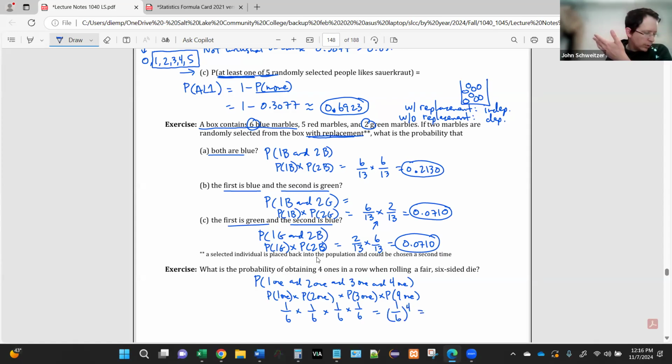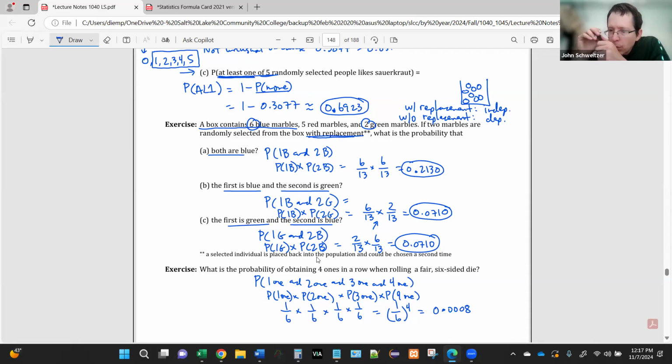Turns out that it's extraordinarily difficult to get 4 ones in a row. That's not 0.08. That's not 8%. That's 0.0008, right? So that's a little bit less than 1 in 1,000 chance of happening.